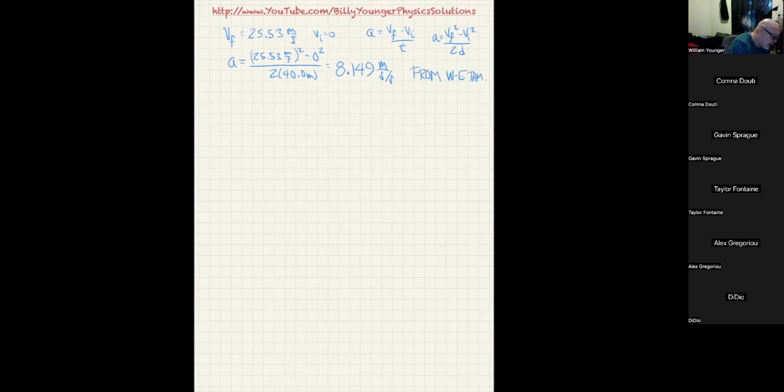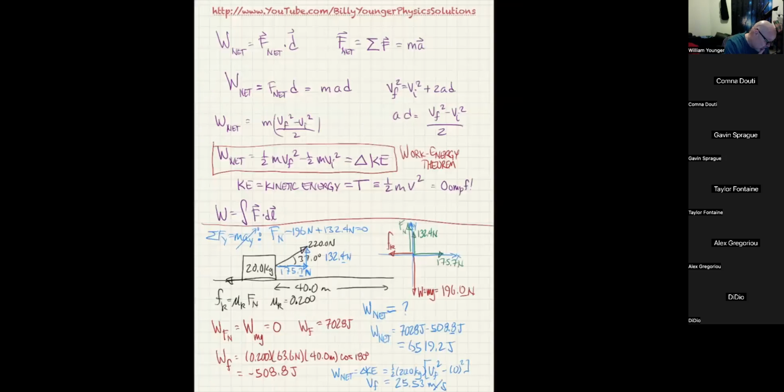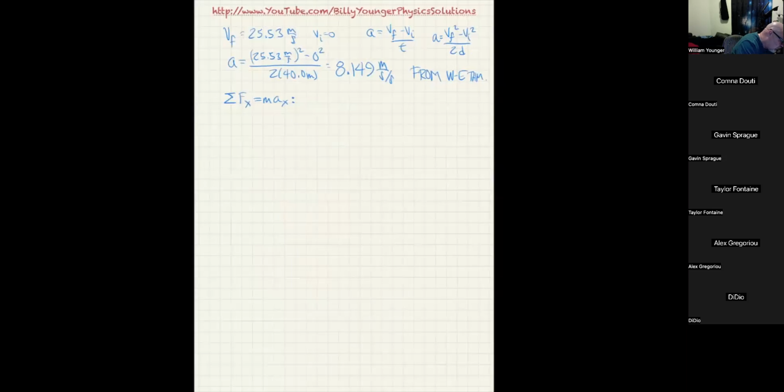Now let's work it with Newton's second law. So Newton's second law says the summation of forces in the x direction is equal to the mass times the acceleration in the x direction. Well, that's part of the reason why I took time to write down all those forces. What I see was that the force to the right was 175.7 newtons. That's basically the x component of the 220 newtons.